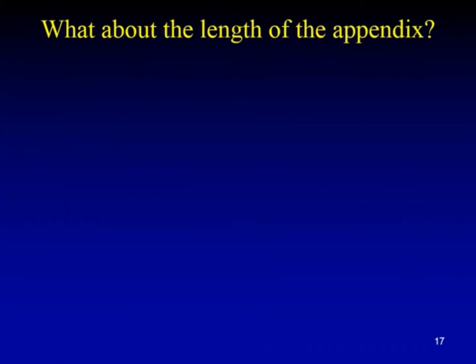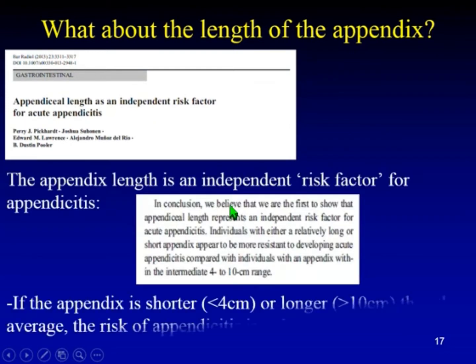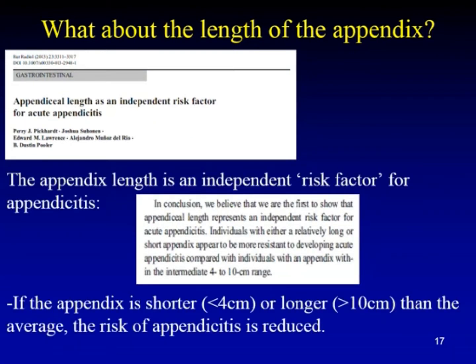The appendix may have different shapes and lengths. And this is an amazing article written by Perry Picard, in his huge number of CTC examinations. He underlined that appendicitis is more frequent if an appendix has a length between 4 and 10 centimeters, less frequent if less than 4, and less frequent if the length is more than 10 centimeters.